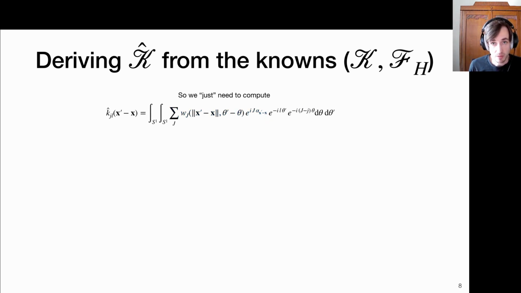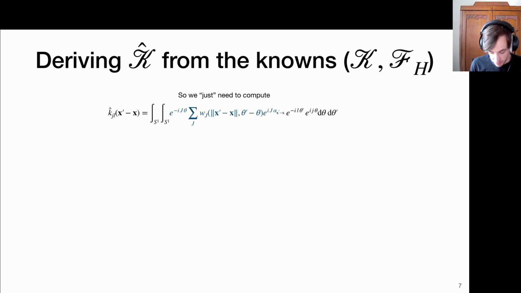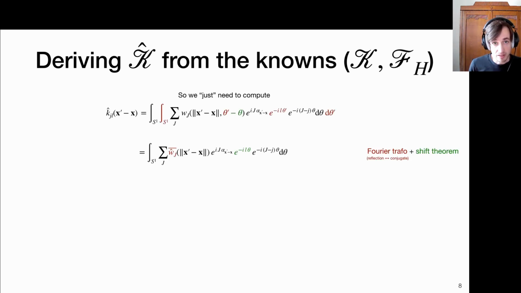So let's reshuffle a bit. I moved this e to the power minus a j over there. So we have this exponential depending on theta, and I'm going to merge it with that one over there. So that gives me this. All right, and now another interesting thing to observe is that we want to get rid of this term, right? So we have to compute this integral over theta prime of this function that depends on theta prime, multiplied with this representation of a Fourier basis function.